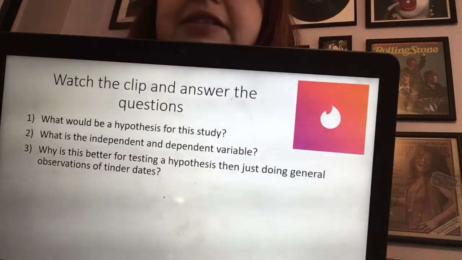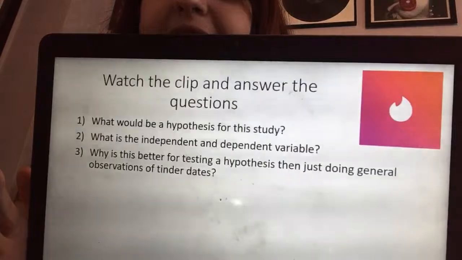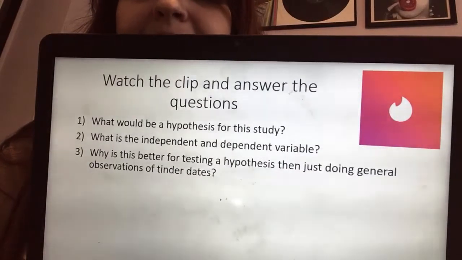so what I'm going to get you to do is watch an actual field experiment, and what you can see here is that they have done a study on Tinder dates, but they wanted to isolate out an independent variable. They wanted to see how people respond if the woman was much more overweight in real life than how she appeared in her photo.